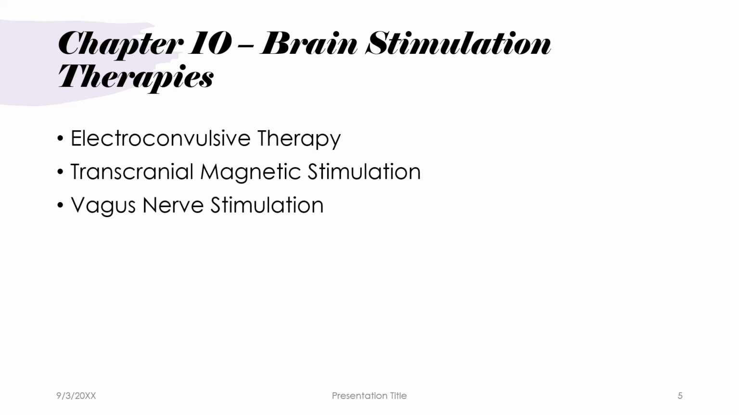Chapter 10, Brain Stimulation Therapies. Brain stimulation therapies offer a non-pharmacological treatment option for patients with certain mental health disorders. Brain stimulation therapies include electroconvulsive therapy, or ECT, transcranial magnetic stimulation, or TMS, and vagus nerve stimulation, or VNS.